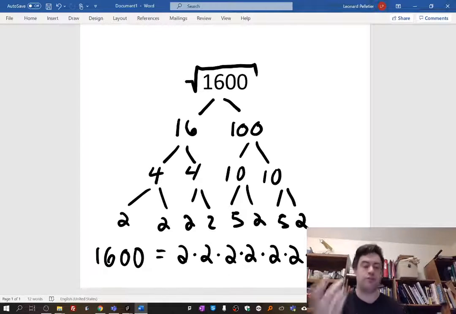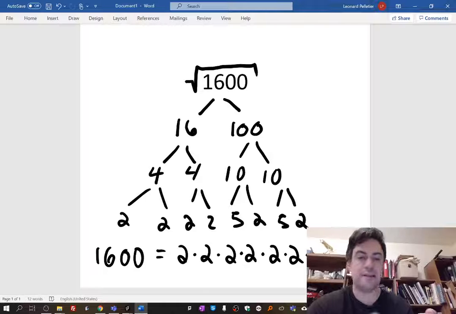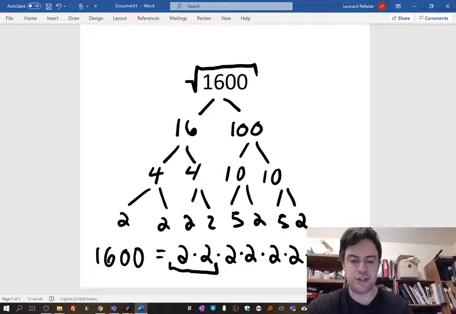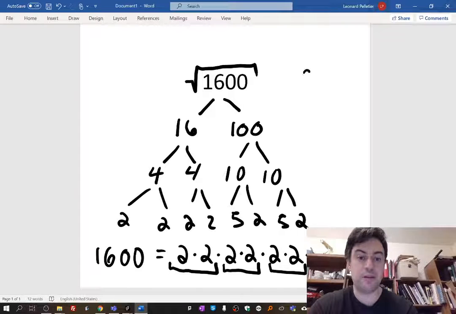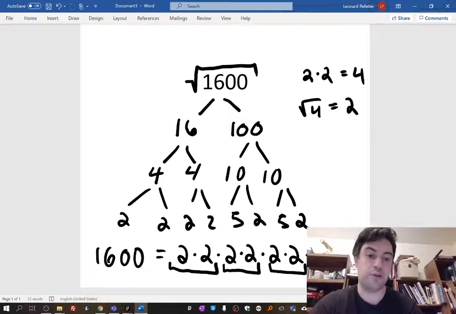Okay, so what can we do with this? Well, if we're trying to figure out the square root of this number, we can look at pairs of prime factors and cancel those out to find what the perfect square will be. Just as a reminder, when we square root 1600, we'll square root each one of these pairs as well. So just as a reminder, 2 times 2 equals 4, right? So the square root of 4 equals 2. If you have a number times itself, that gives you a perfect square. That's just the definition of a perfect square.